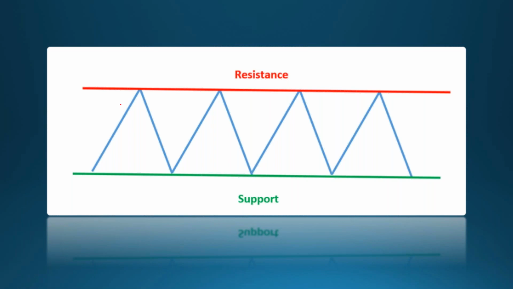And this is just a simple explanation to understand where resistance is. Another word for resistance, you could basically say, is the roof or the ceiling. If we want to say what is support, support is basically just going to be the floor here.